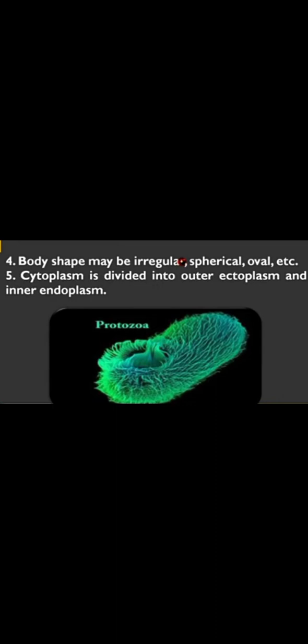Body shape may be irregular, spherical, oval, etc. The cytoplasm is divided into two parts, outer ectoplasm and inner endoplasm. The locomotion is done by pseudopodia, flagella, cilia, etc. Their nutrition is heterotrophic, and they follow asexual reproduction by fission, and they follow sexual reproduction also.